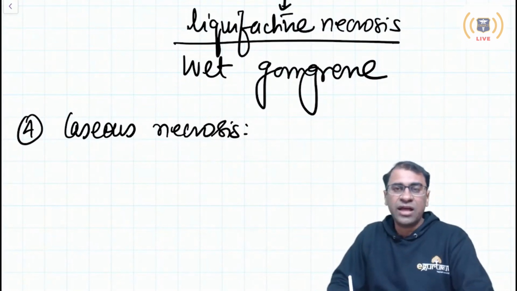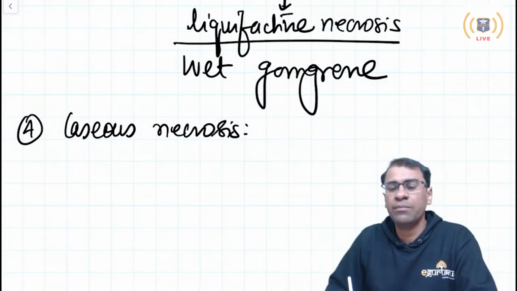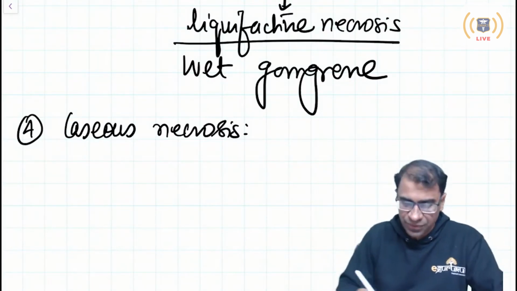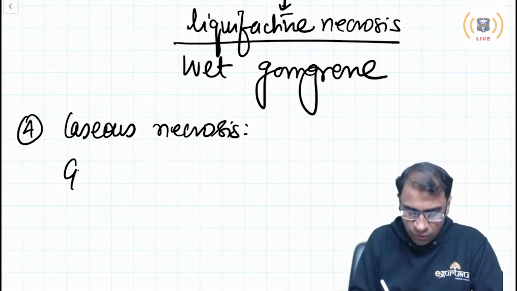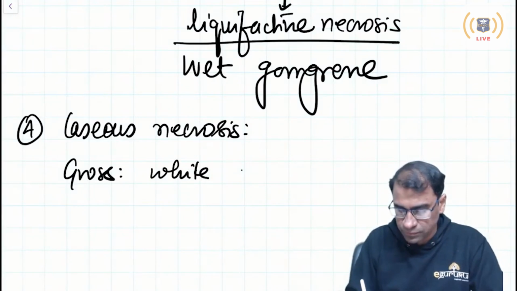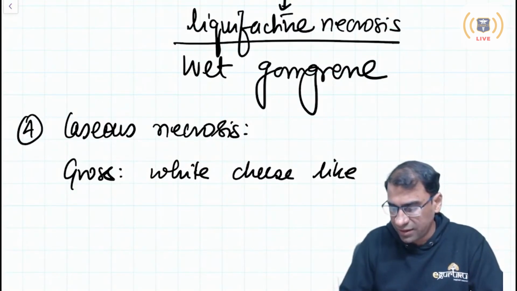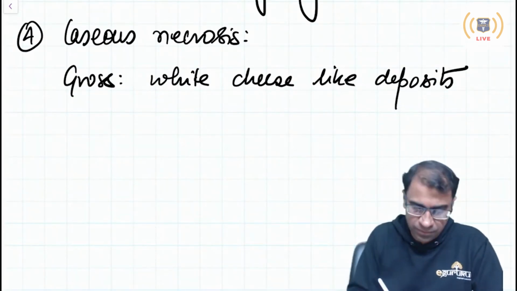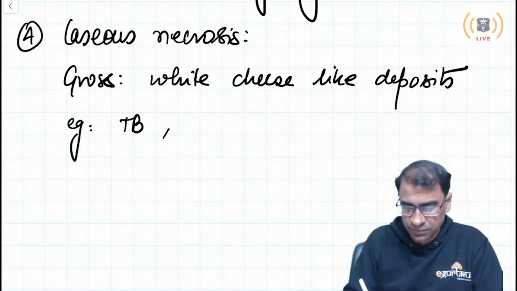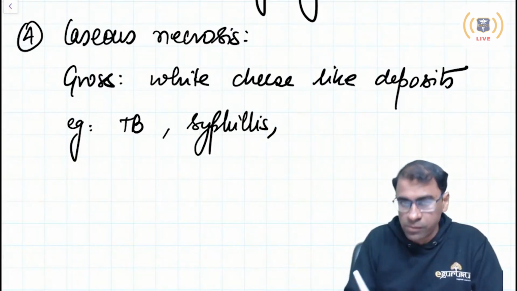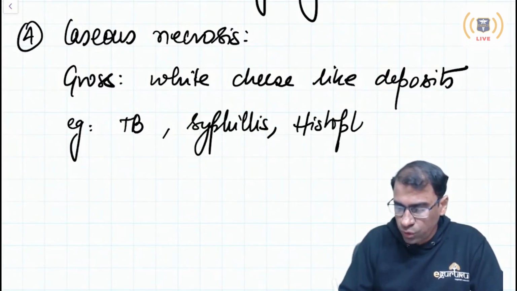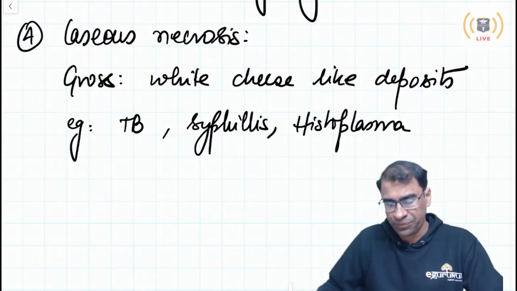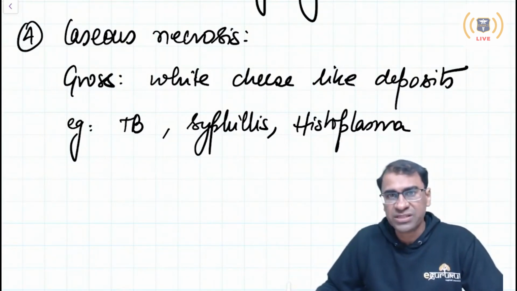Just like in gangrene, the entire tissue had become basically black. In caseous necrosis, the tissue becomes white, like cheese. Remember, it's a necrosis where in the gross morphology you see white, cheese-like deposits. Examples: tuberculosis, syphilis, and histoplasma. White cheese-like deposits like TB, syphilis, and histoplasma.